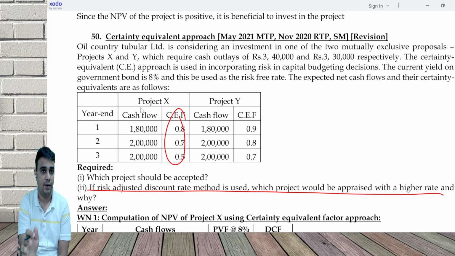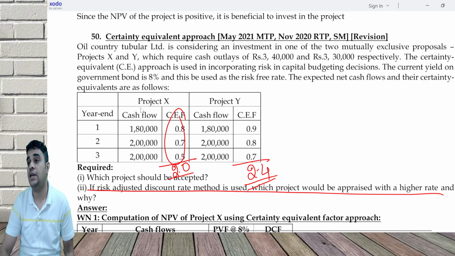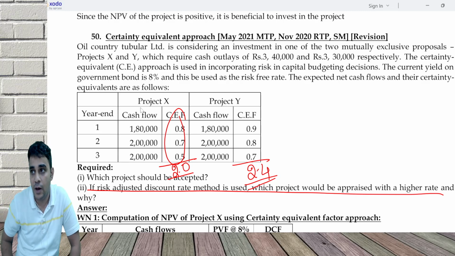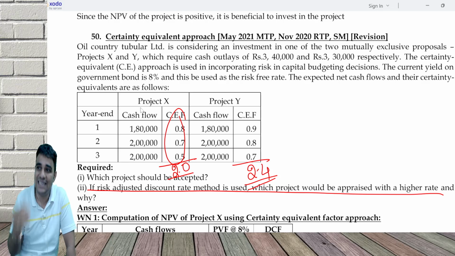Here it is. Add all the three. Total of these three is how much? 2.4. So cumulative CF of project Y is more than cumulative CF of project X, which means Y is more certain, less risky, less RADR. X is less certain, more risky, more RADR. Clear?